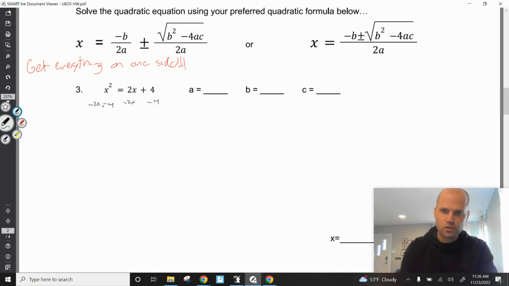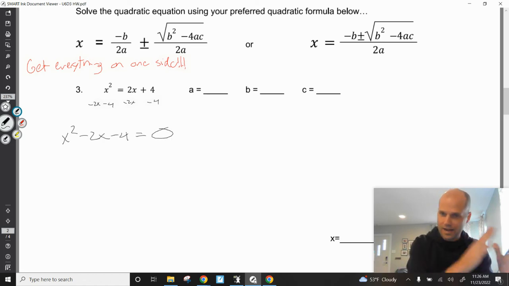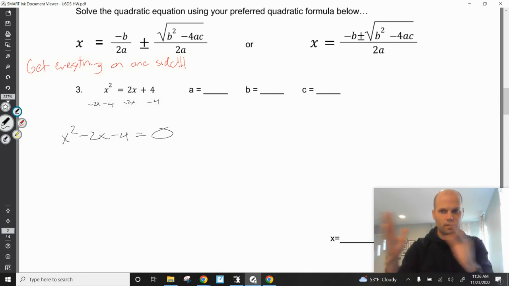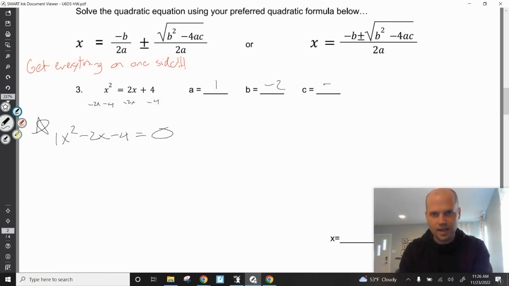You move, subtract, get rid of the stuff on the right side, subtract to remove it, or add the opposite, whatever you want to do so that you get a quadratic equation equal to 0. Quadratic equation equal to 0. This is what we want. We need to have this, to recognize that A is 1, B is -2, C is -4.